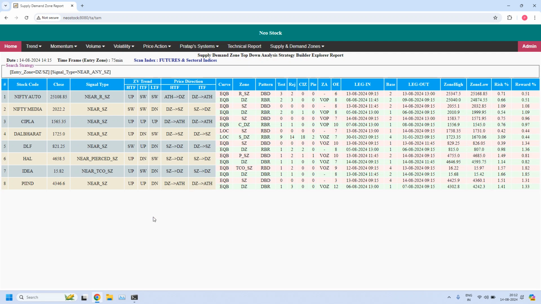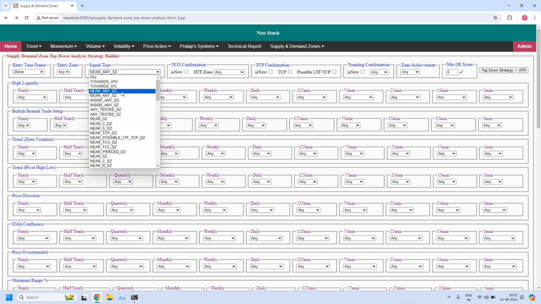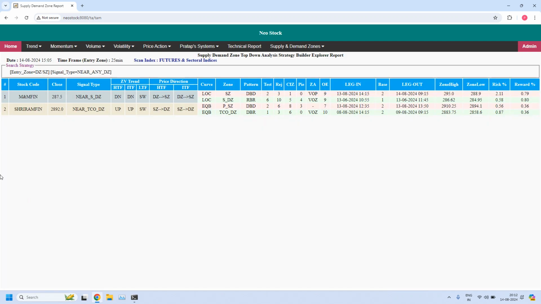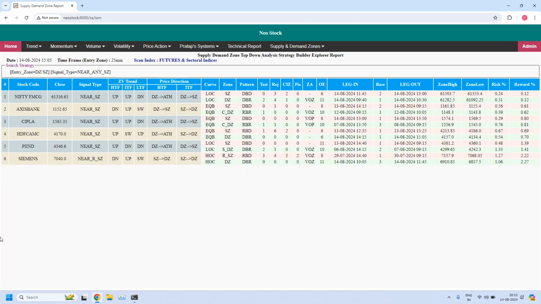So now we have identified high liquidity zones from daily time frame and 75 minutes time frame. Now let's move on to the next time frame, 25 minutes. Let us find the stocks near 25 minutes demand zone. Only 2 stocks are filtered near to the 25 minutes demand zone. And the next one is for 25 minutes time frame. Let us find the stocks near 25 minutes supply zone. 6 stocks are filtered near to the 25 minutes supply zone.